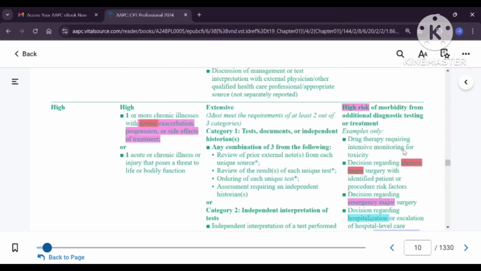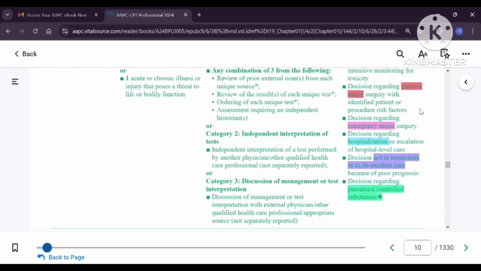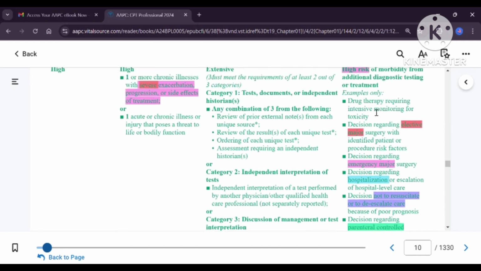Next is, if such a kind of problem is not treated, there is a high risk of morbidity. And under that, what are the examples they have given?